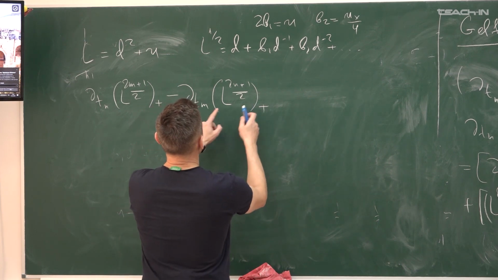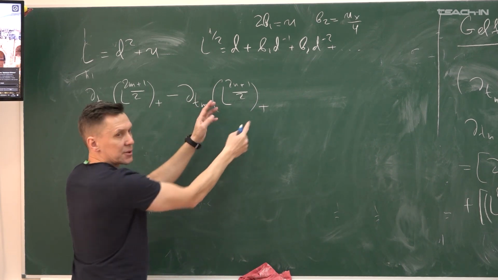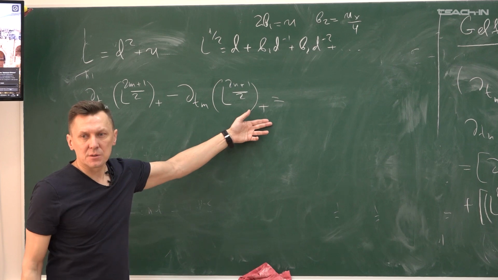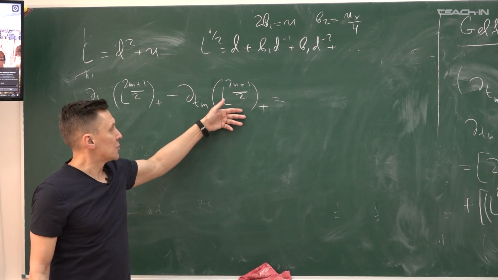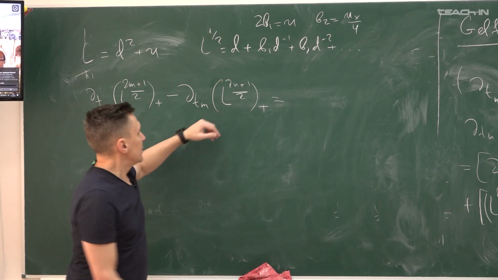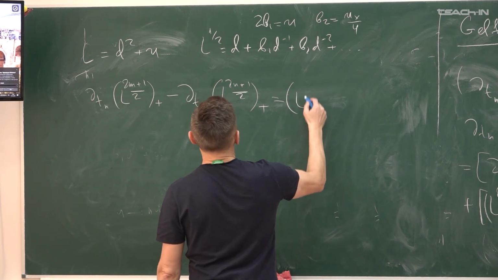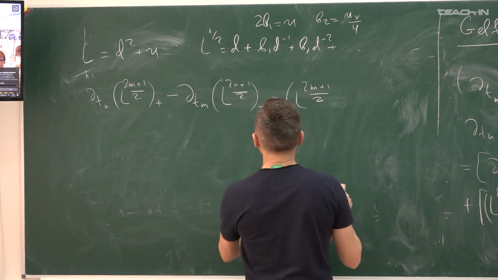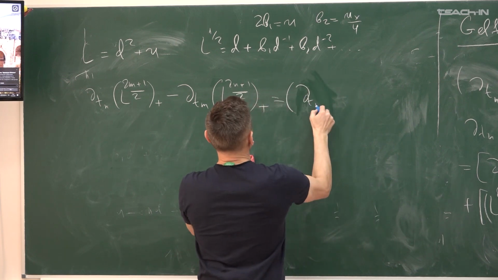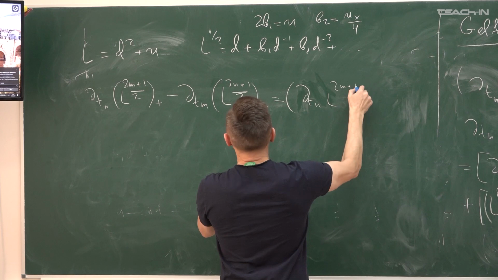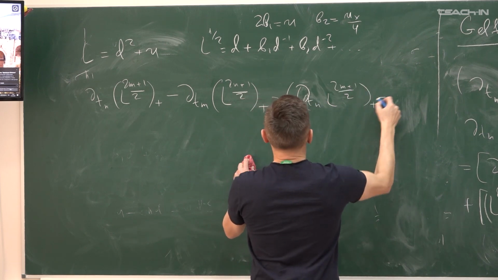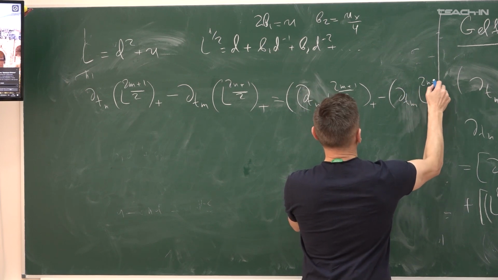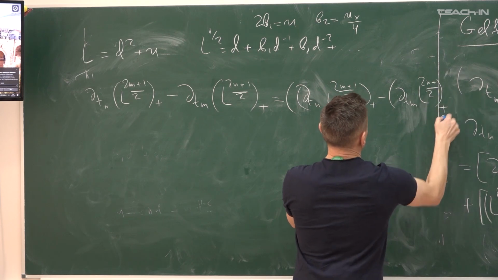So first of all, this differentiation and this projection could be interchanged, because it's a linear operation. This projection is a linear operation on the space of pseudo-differential operators. So it's dtn of L^((2m+1)/2)_+ minus dtm of L^((2n+1)/2)_+ also.